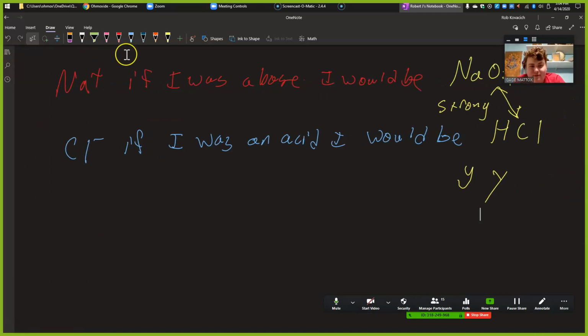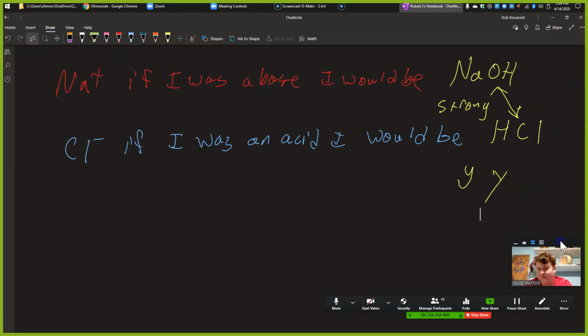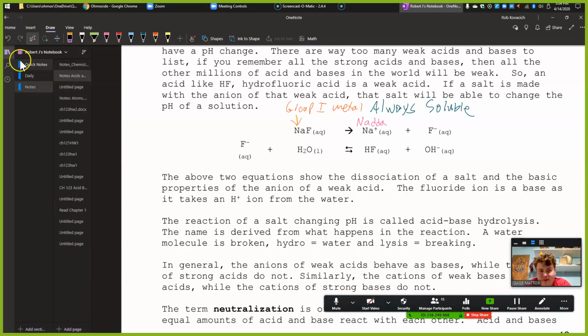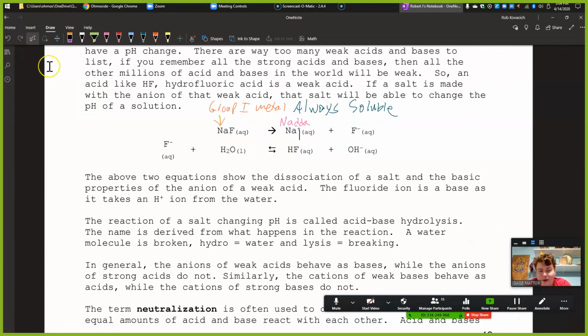Because of this right here. We just talked about why. Because it can't grab an OH, because it is the salt of a strong base. You only need one D for nada. It really doesn't do anything.